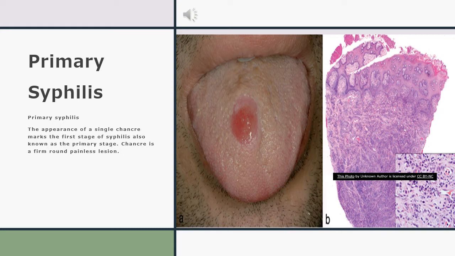This patient has a lesion in the tongue, most probably because of oral sexual practices. Chancre lasts for 3 to 6 weeks and it heals automatically with or without treatment. But in the absence of treatment, primary syphilis can progress to secondary syphilis.